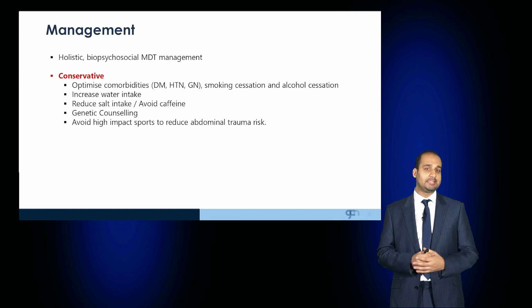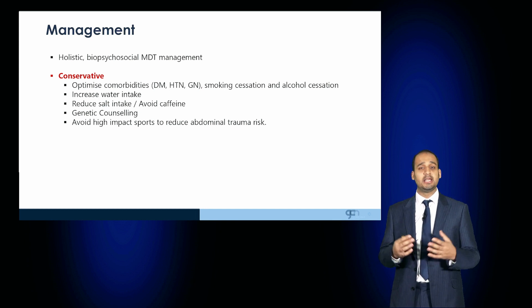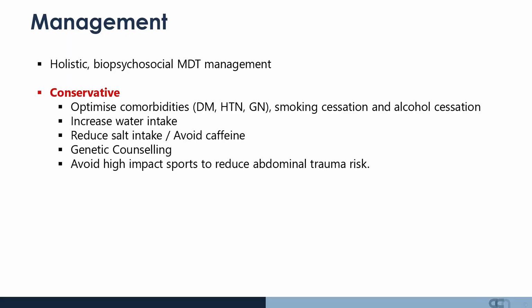Conservatively, optimize any of their comorbidities, particularly diabetes, hypertension, and glomerulonephritis, advocate smoking cessation and alcohol cessation, advise them to increase their water intake and reduce their salt intake, and provide genetic counselling. Ensure that you advise them to avoid high-impact sports to reduce the risk of abdominal trauma.